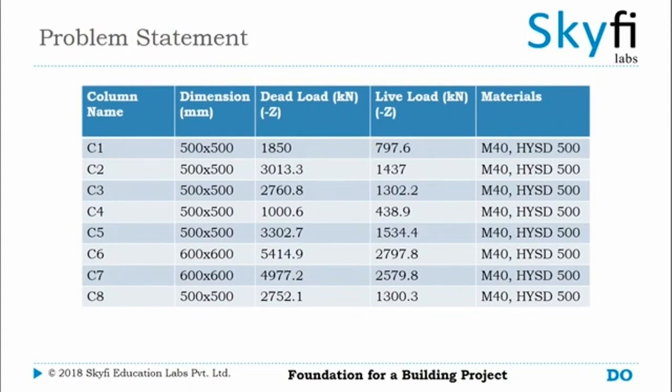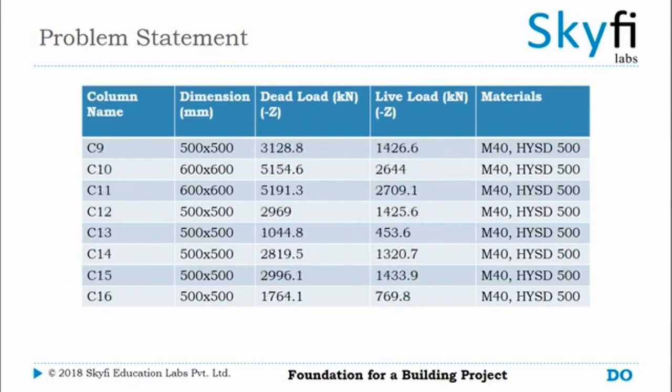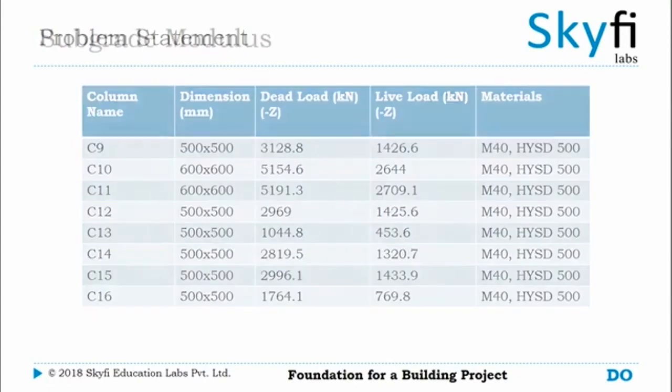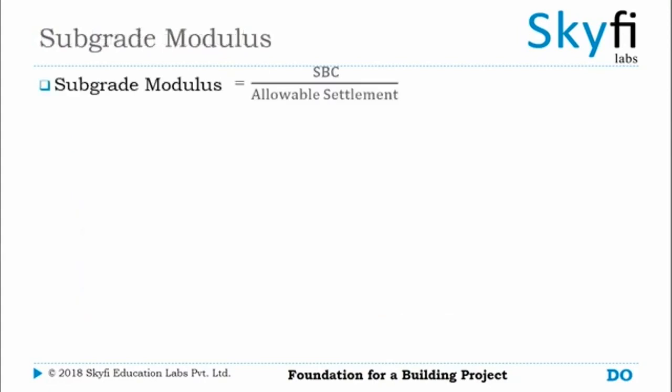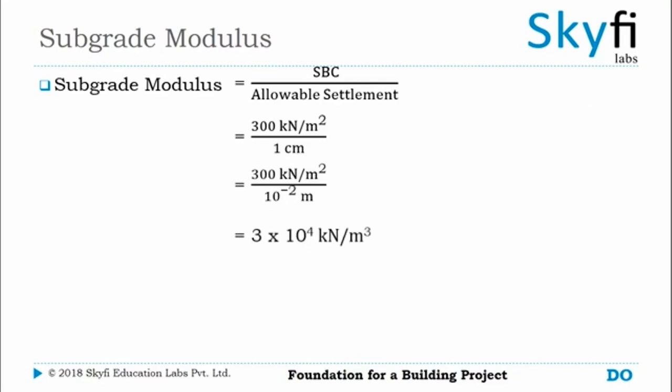The column name, along with the dimensions, the dead and live loads through each of them, and the materials, are being displayed. Please note that C6, C7, C10, and C11 columns have a dimension of 600 by 600. Keep a note of this data, as you will be needing it to design the footing in SAFE. The SBC of the soil in this case is 300 kilonewtons per meter square. Hence the subgrade modulus is 3 times 10 to the power 4.